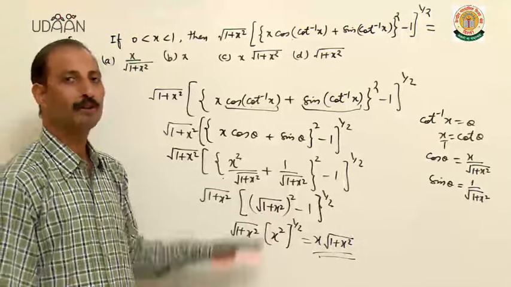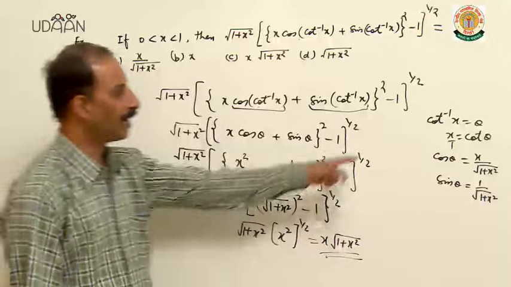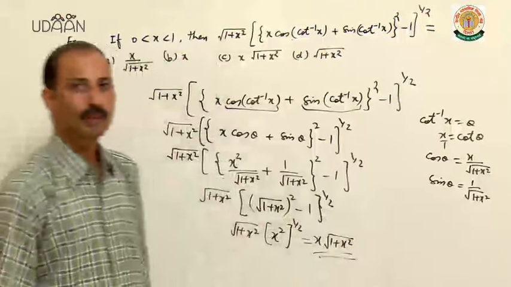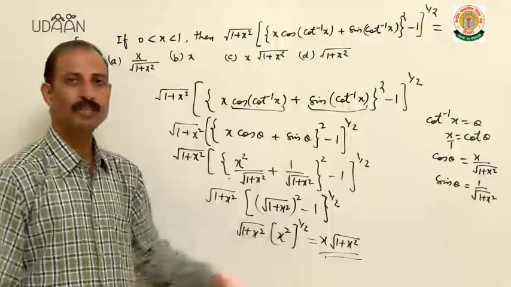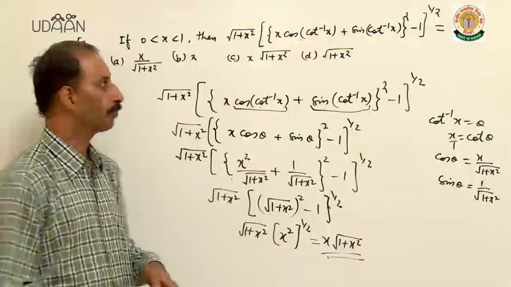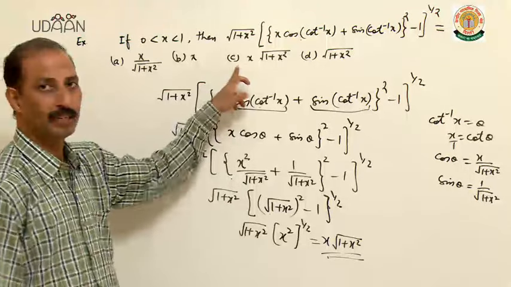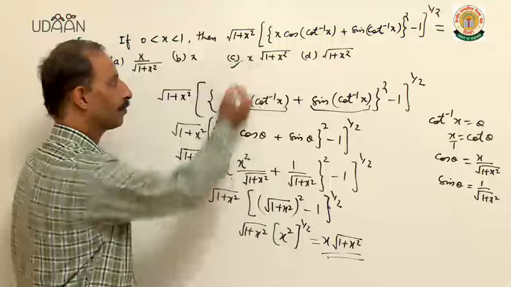So children, now you can simplify using the inverse trigonometric identities. This identity we have used here. So using the identities, you can simplify the given expression in simplest form. So now you can check which is your correct answer. x root 1 plus x square, C is the correct option.